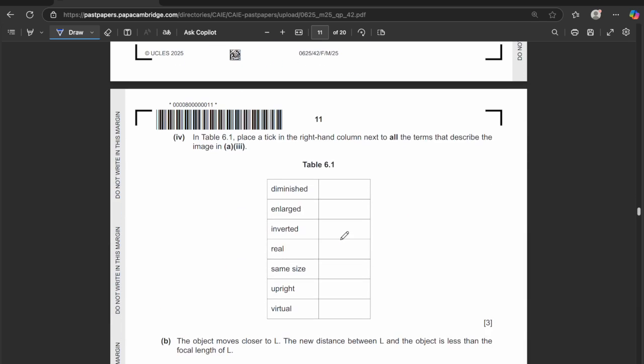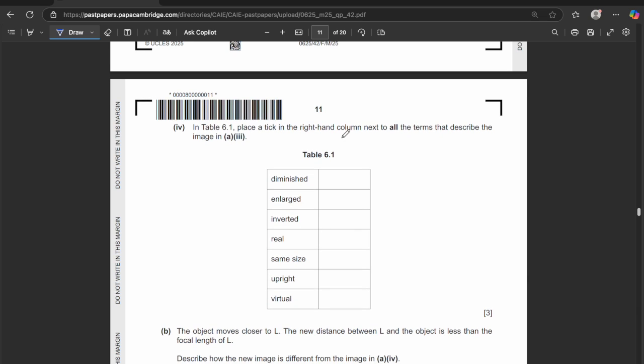So yeah. Okay, so that's just what I just described. In figure 6.1, place a tick in the right hand column next to all the terms that describe the image in A3. So it will be enlarged. Since it is a real image, it will be inverted as well.